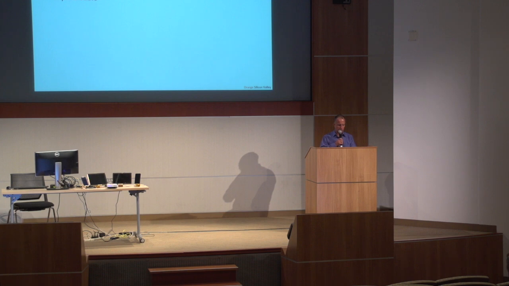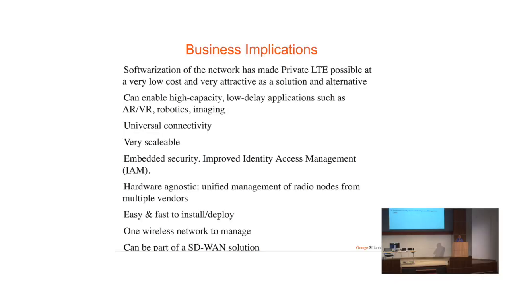It provides universal connectivity because you need one network to provide coverage. You can go for a radius of even a couple of miles if you want, depending on how much power you want to emit. It's very scalable, so we don't have any issue of scaling up if we want. It has embedded security because of things like slicing, and you can run other virtualized security solutions on top of that.